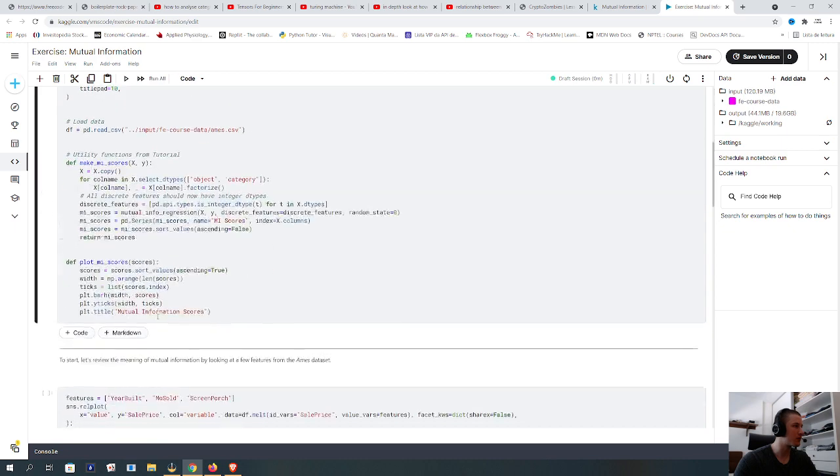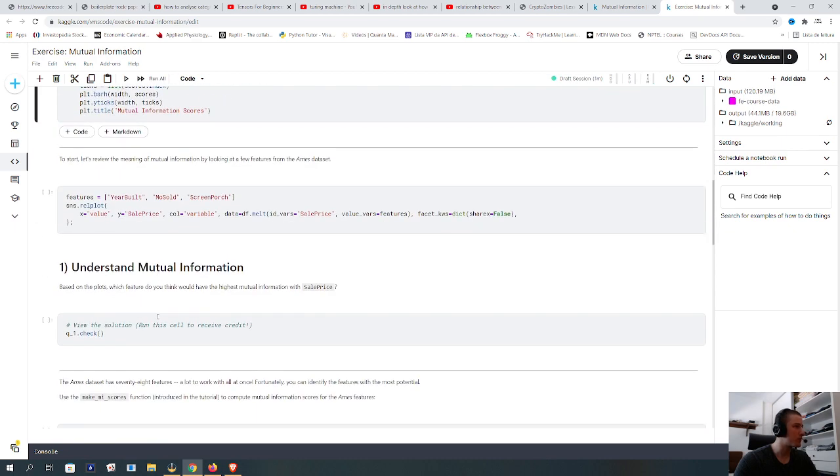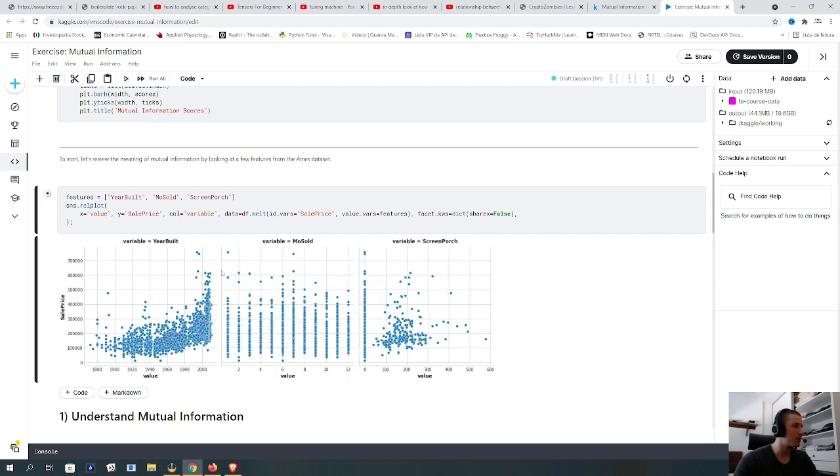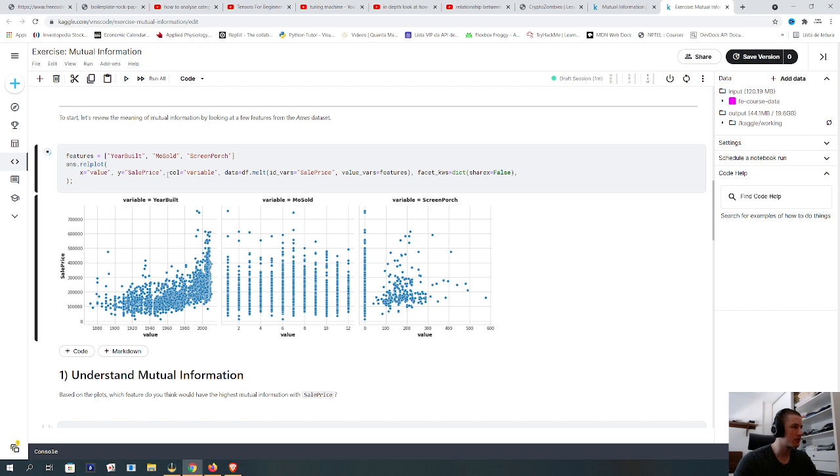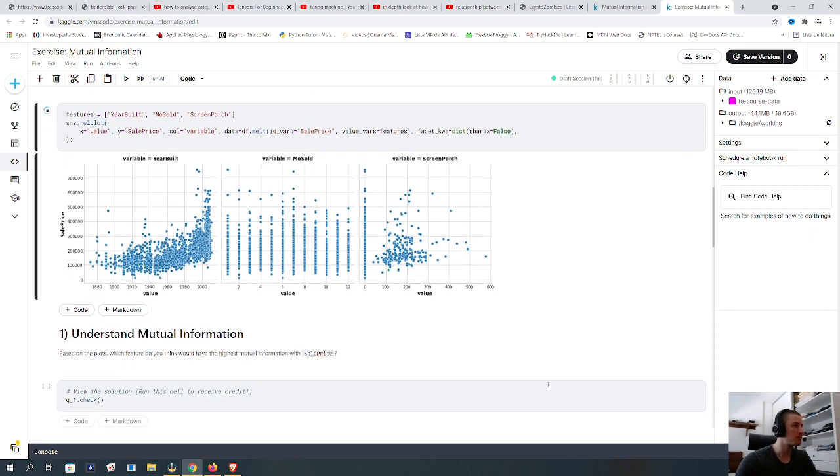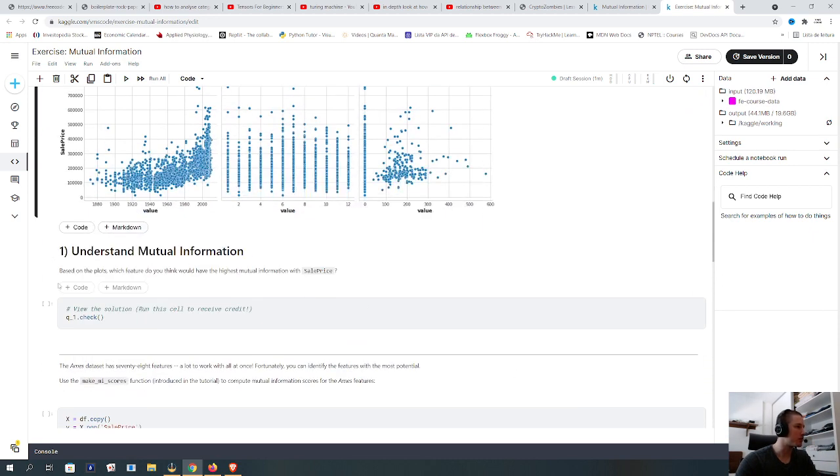So to start, let's review the meaning of mutual information by looking at a few features from the Ames dataset. Just getting the feature and plotting the graph. Understanding mutual information. Based on the plots, which feature do you think would have the highest mutual information with sale price?